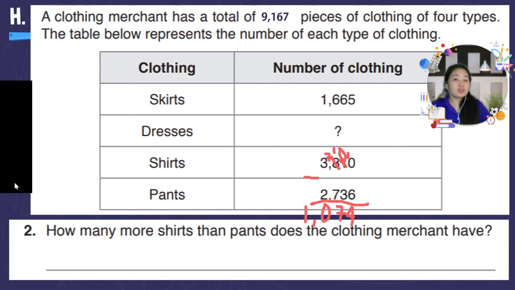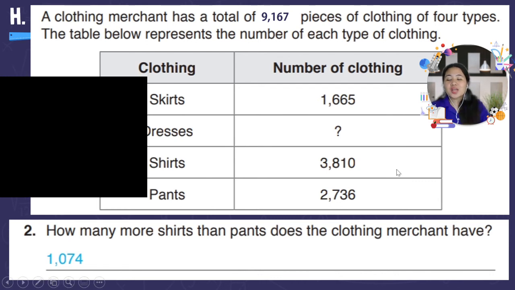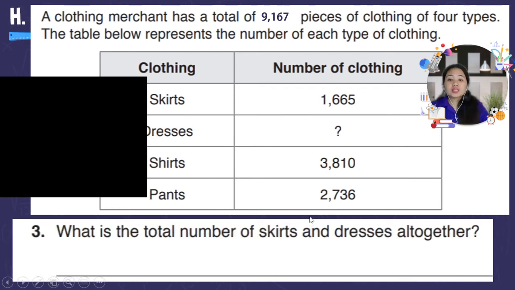So that means in number 2, we have 1,074 more. Okay, so shirts minus pants, so that is 1,074. Okay, very good. Now let's go to number 3. What is the total number of skirts and dresses altogether? So total and altogether, so you have to add the skirts and the dresses.